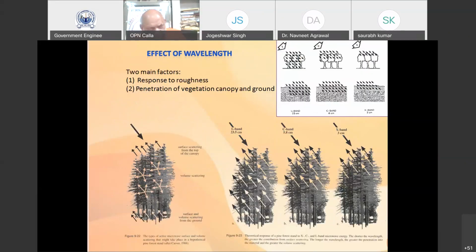And here, you see, very interesting. Again, I'm repeating: the response to roughness and penetration into vegetation. L band, 23 centimeter wavelength, you get the signal from the ground. C band, 5 centimeter wavelength. X band, 3 centimeter wavelength, on the top. That is what I already showed you. You see how, frequency-wise, you get different responses.